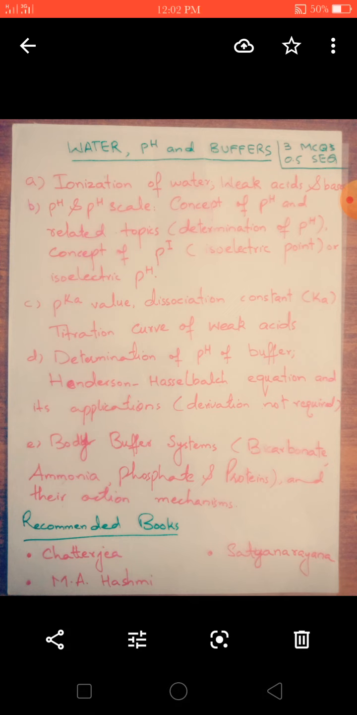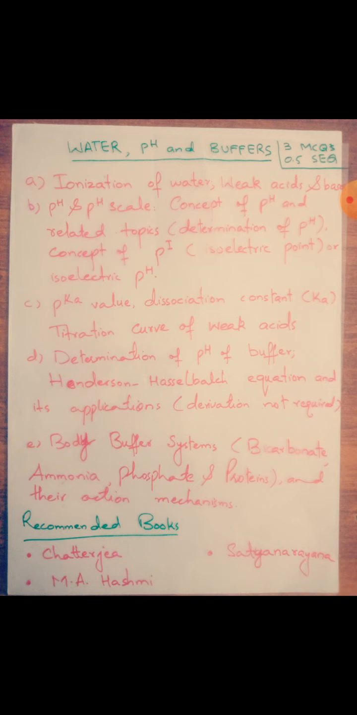So first of all, we will have a look at the topics that are included in this unit: ionization of water, weak acids and bases, pH and pH scale, concept of pH and pH related topics, determination of pH, concept of pI, isoelectric point, pKa value, dissociation constant Ka, titration curve of weak acids. Similarly, determination of pH of buffers along with the Henderson-Hasselbalch equation and its applications, but its derivation is not required.